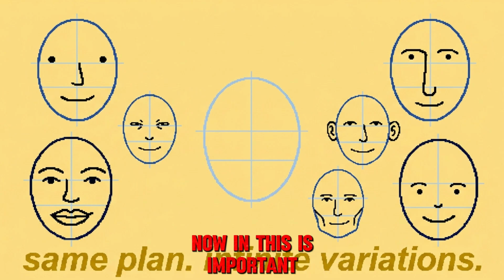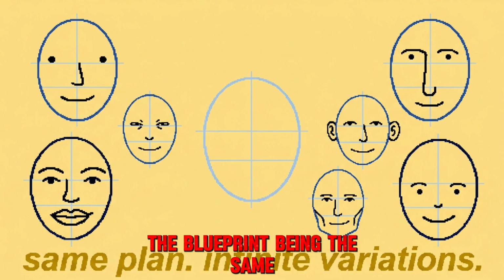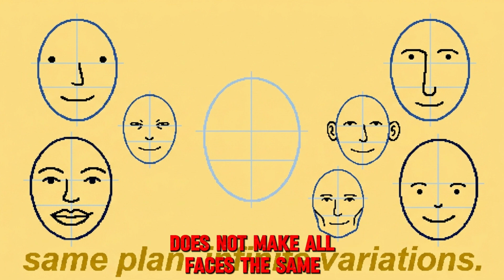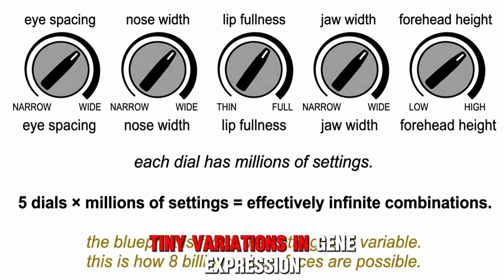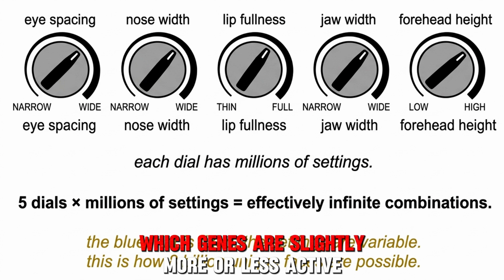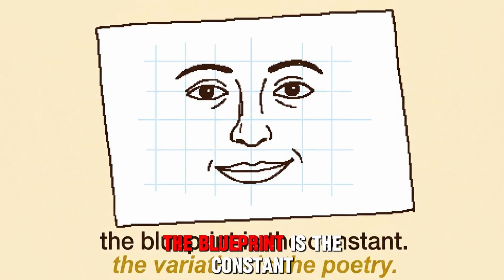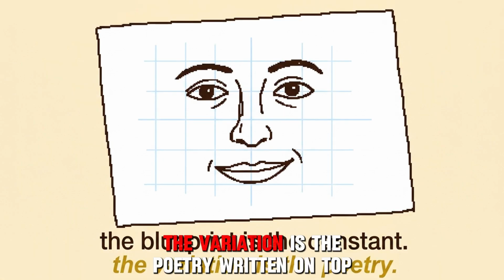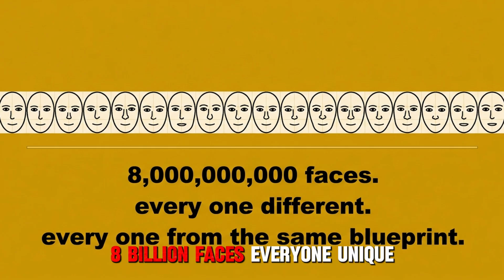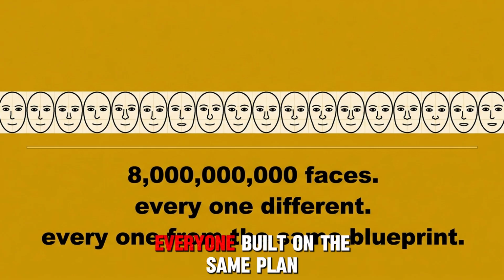Now, and this is important, the blueprint being the same does not make all faces the same. Tiny variations in gene expression, which genes are slightly more or less active, produce the enormous diversity of human faces we see. The blueprint is the constant, the variation is the poetry written on top of it. 8 billion faces, every one unique, every one built on the same plan.